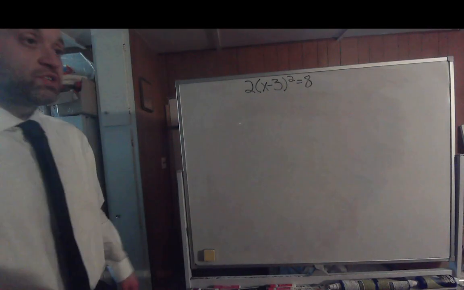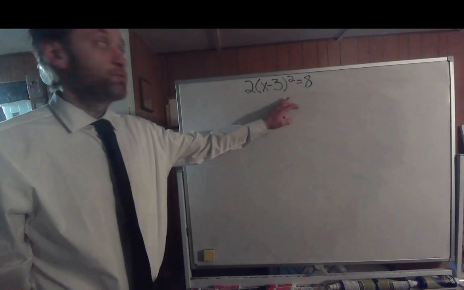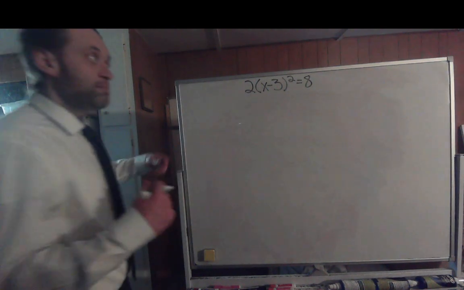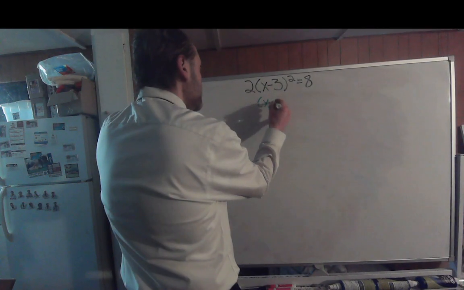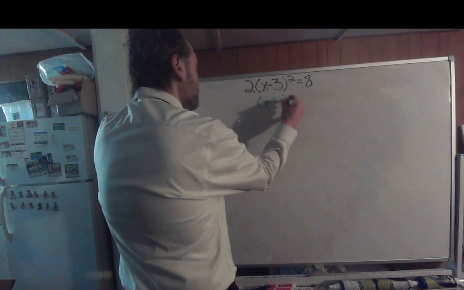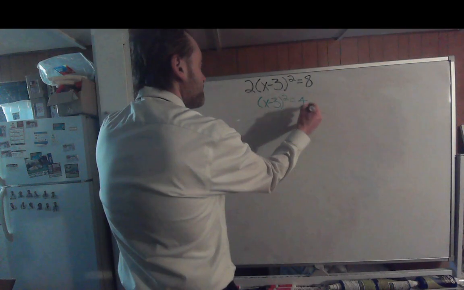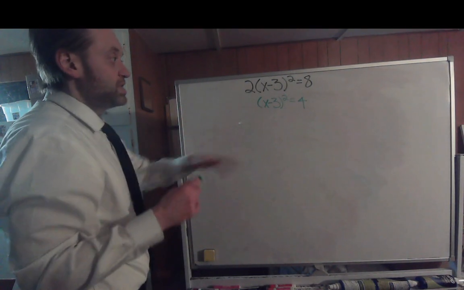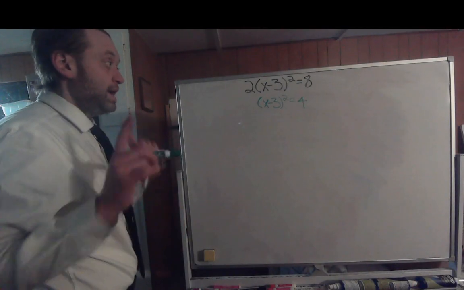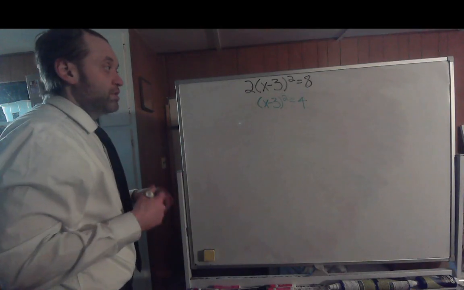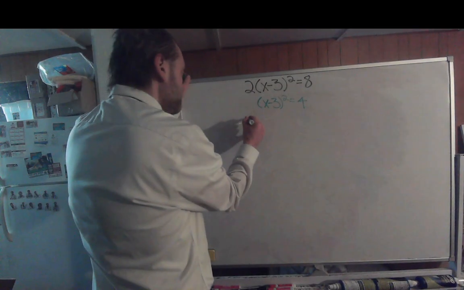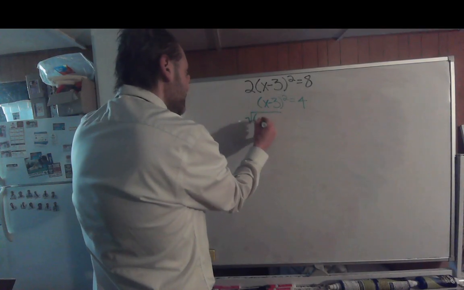First thing I'm going to suggest is we get that x minus 3 squared by itself. So divide both sides by 2. So you would get x minus 3 to the second power would equal 4. You divided both sides by 2, you made your life a lot easier. Now, we're going to do this much the same way. You're going to take the square root of the x minus 3, that quantity squared.